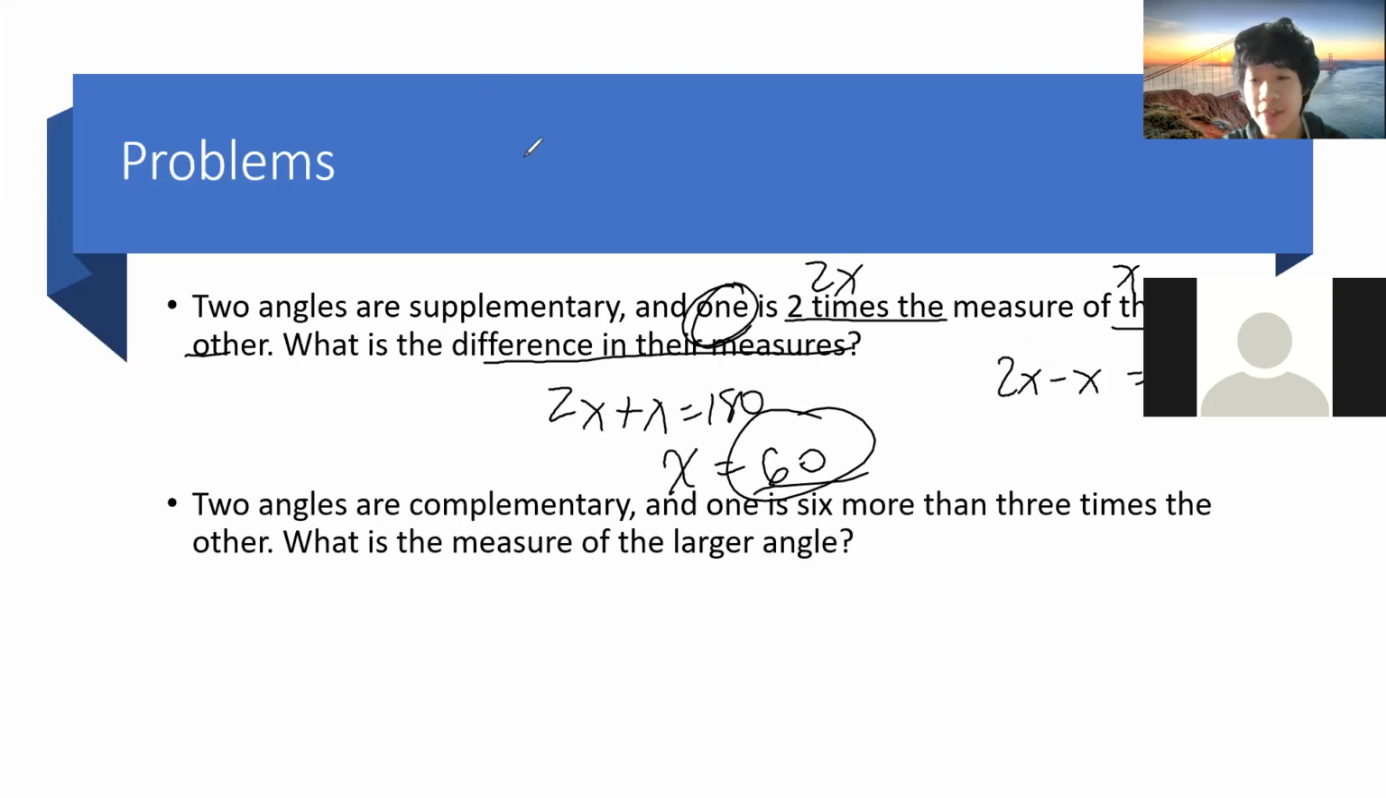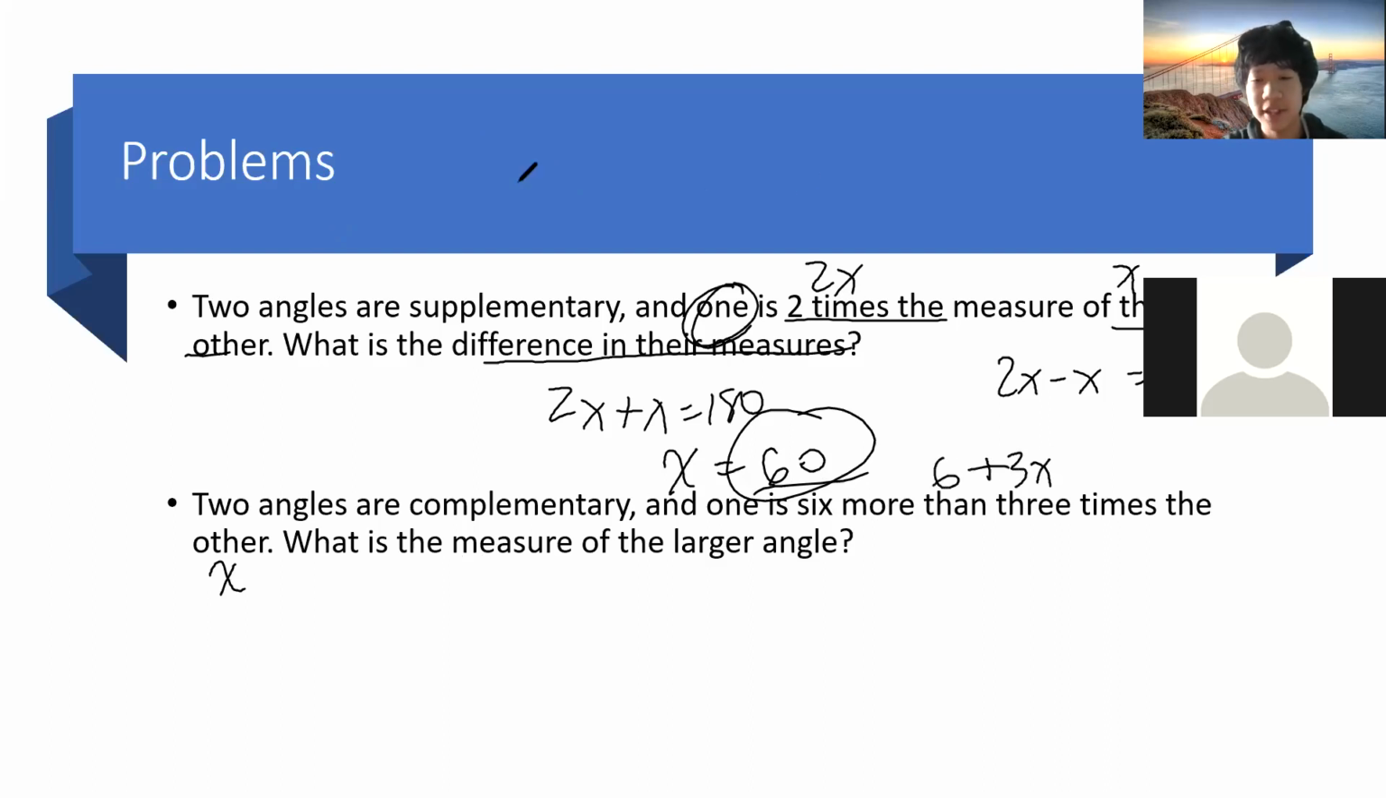Next one, two angles are complementary. One is 6 more than 3 times the other. What's the measure of the larger one? So this one, we actually do have to make an equation. We can't just do it in our brain. The last one, you could have done it, but this one, no way, right? So let's set the other as x. So this one is 6 more than 3 times x. So 3 times x, 6 more than that is plus 6.